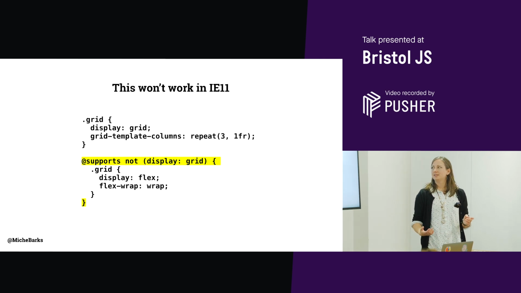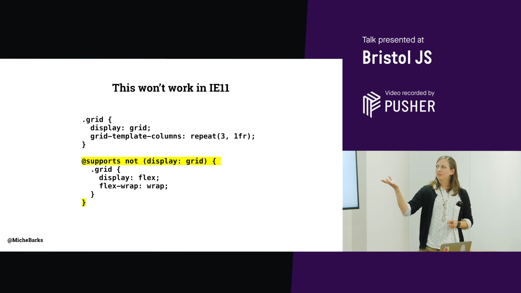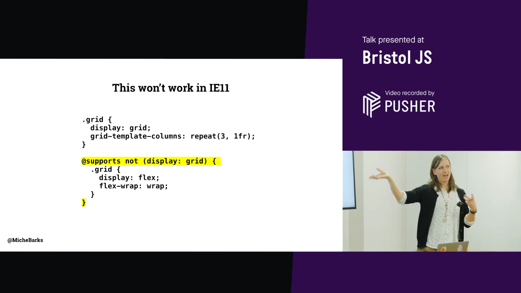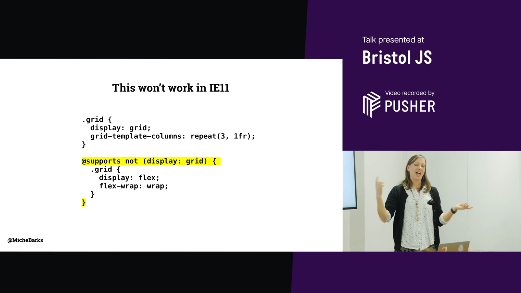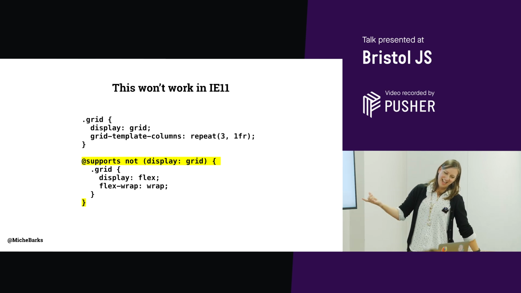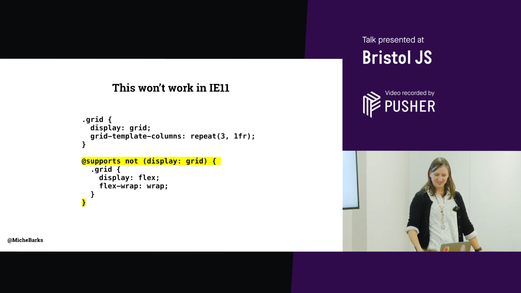And my way of doing that is to use @supports rules. So this @supports rule says if the browser does not support Grid, do this flex layout instead. But actually this is a really bad idea because IE doesn't support @supports. So this whole block will be ignored and you won't get your fallback layout.